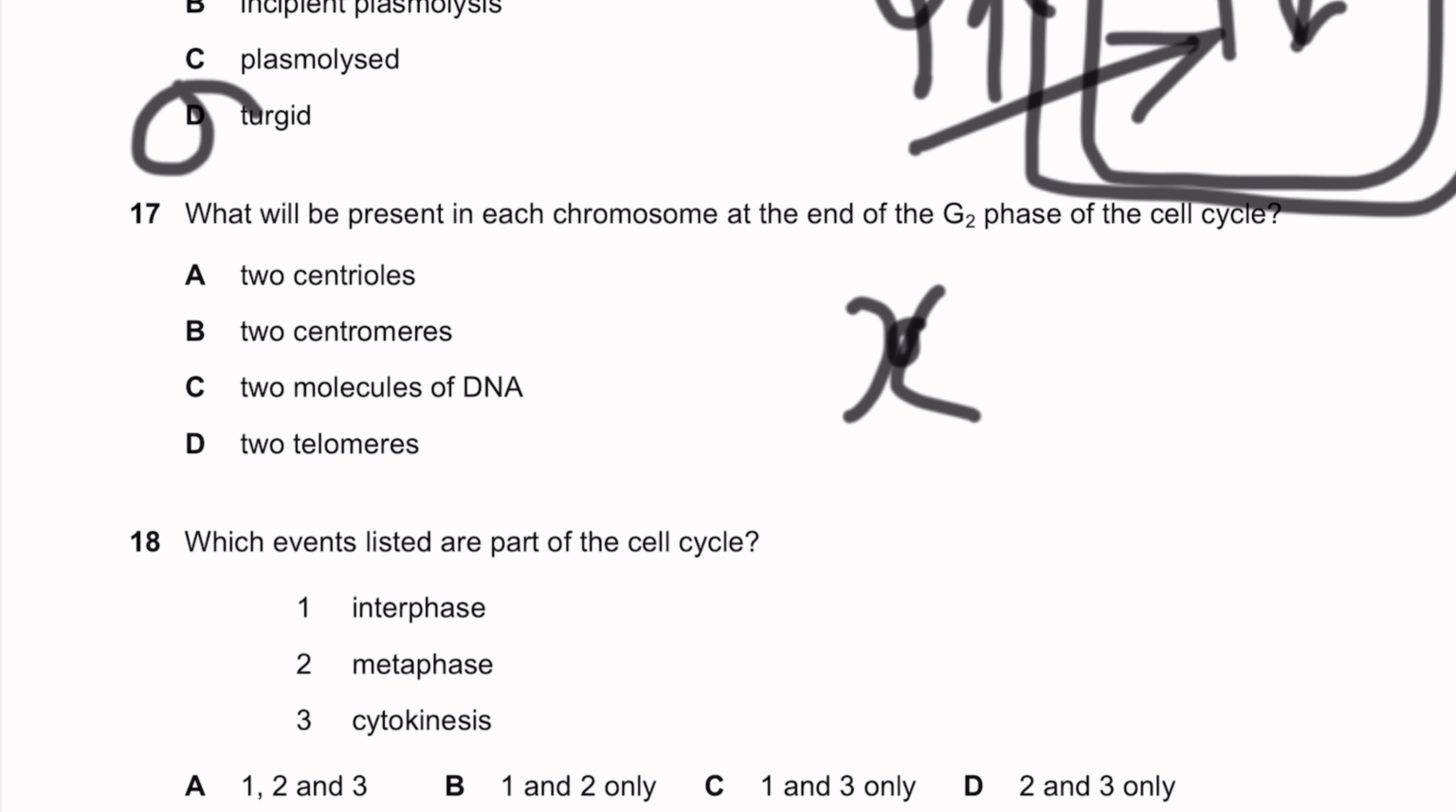Okay, let's see. So basically two centromeres. No, this is wrong. 2 centrioles. There's no centrioles inside chromosomes. 2 molecules of DNA. This is correct because 1 molecule of DNA is equivalent to 1 chromatid.